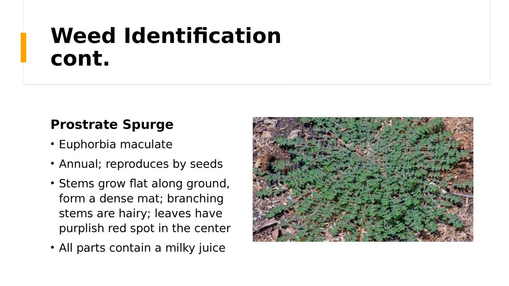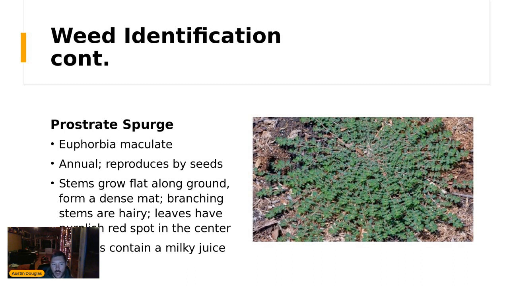This is prostrate spurge, Euphorbia maculata. It's an annual, reproduces by seeds. The stems grow flat along the ground. They form a dense mat, and then they have branching stems that are hairy. The leaves have a purplish red spot in the center, and all parts contain a milky juice.